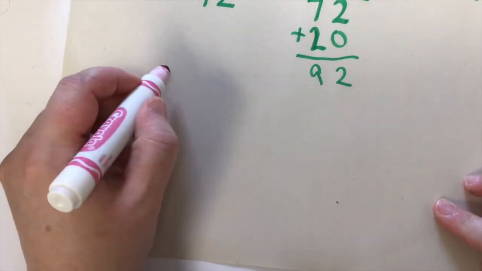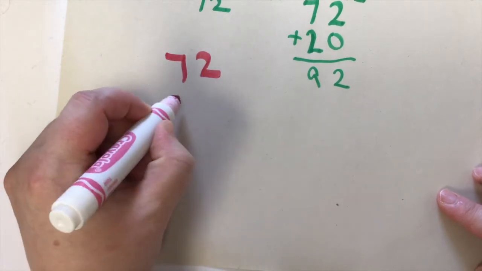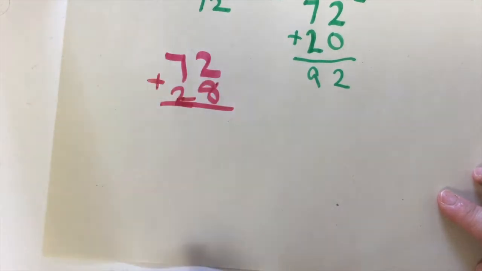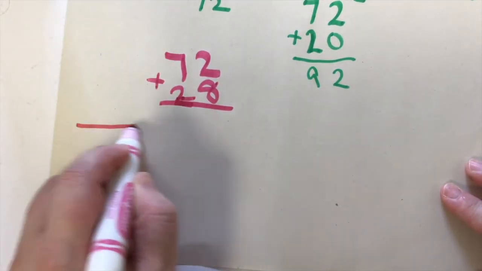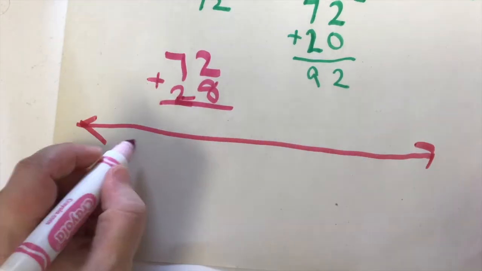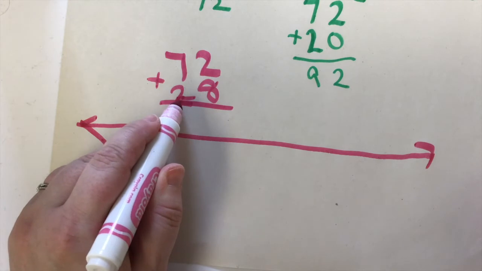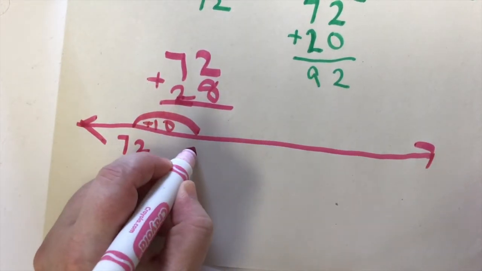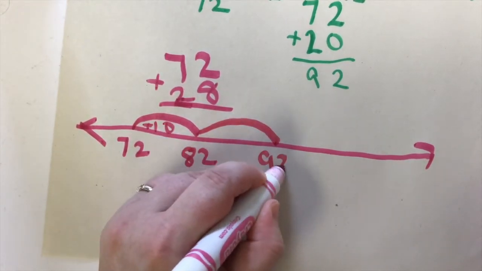So let's say we had our problem of, let's take that same number 72, but instead of 20, we are going to do 28. Uh-oh, now we have extra ones to deal with. Okay, no worries. So watch this. We make our open number line just like we do, start with 72 because that's still our bigger number. How many tens do we have to hop? 2 tens. So I'm going to do 1, and that's still 82, and then 2, that makes 92.